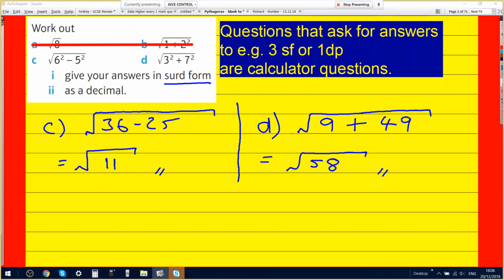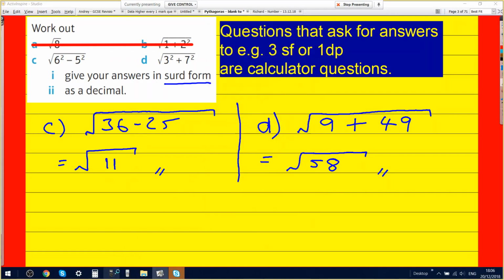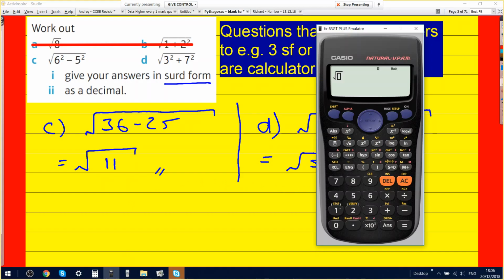If it was a calculator paper, you could do that in your calculator, or you could just do the last bit, square root 11, and then press SD. What is that, to 3 sig fig? Is it 3.31? It's closer to round up. 3.3? To 3 sig fig. Three digits.